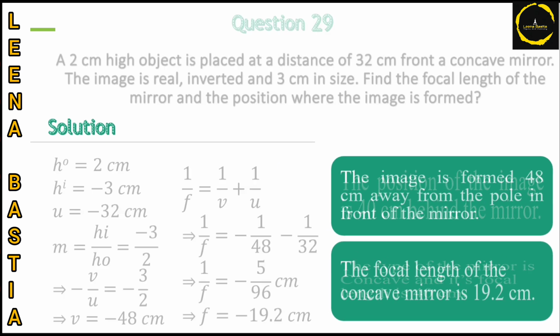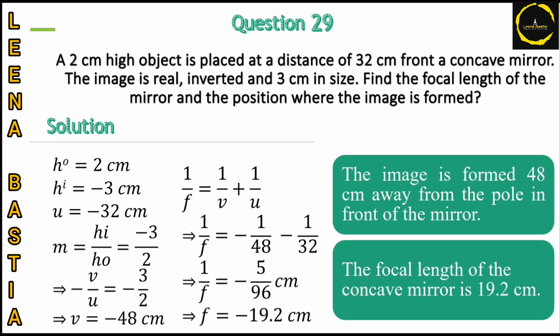Question number 29. A 2 centimeter high object is placed at a distance of 32 centimeter in front of a concave mirror. The image is real, inverted. Okay, one hint has been given, and 3 centimeter in size. You have to find the focal length, f, and then you have to find the position of the image, that is v.